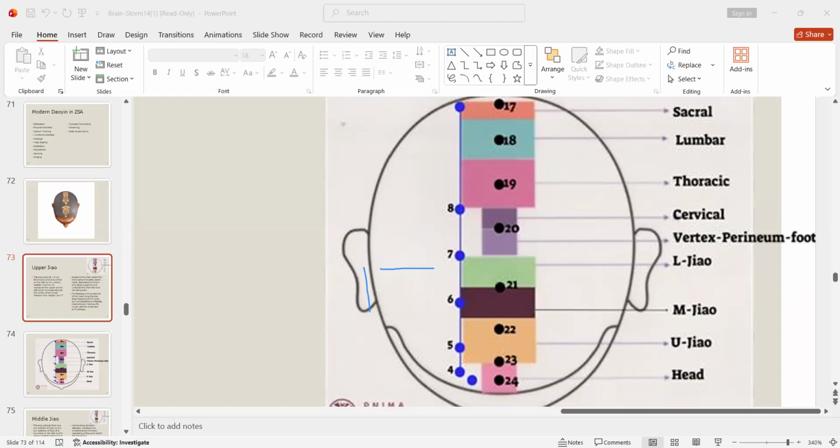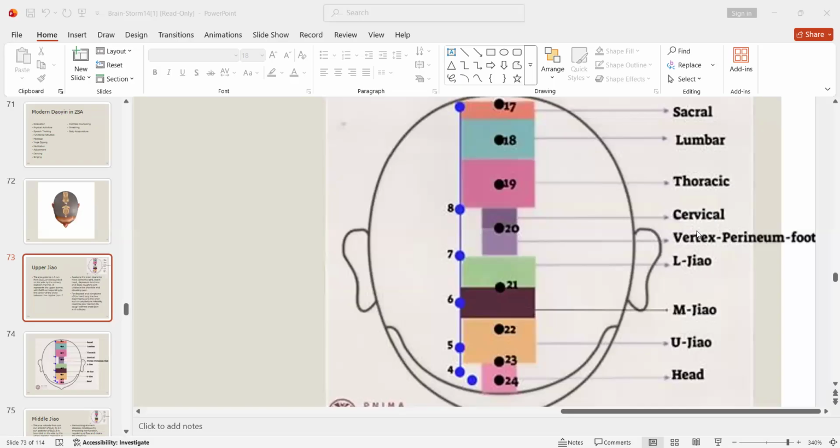You see, here is DU24. Then there is a head area. This head area is used for face and head area problems, eye problems, face problems, then insomnia, excess anxiety, depression, migraine, then epilepsy. For all these problems, you can use this area. This area is 1 chun by 1 chun.